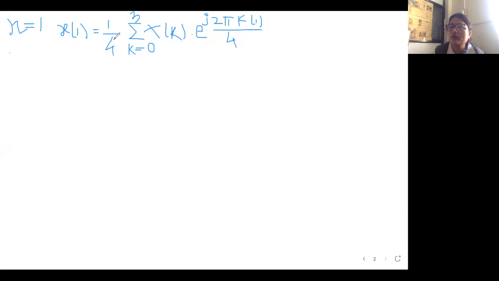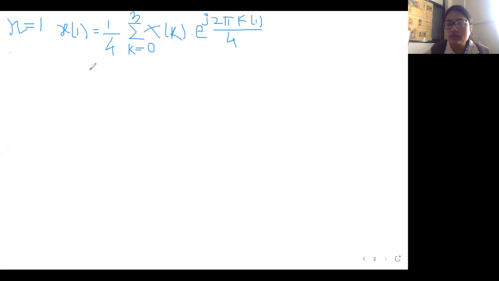So what we did, we have calculated the first value x of 0. Now I want to calculate the second value, which is x of 1. For that purpose, I have substituted n equal to 1. If I substitute n equal to 1, I get x of 1 is equal to 1 by 4, summation k varies from 0 to 3, x of k into e raised to j 2 pi k into n, n is 1, so 2 pi k divided by 4.